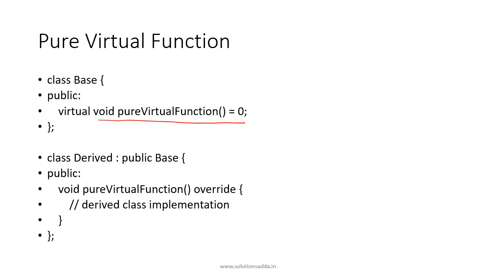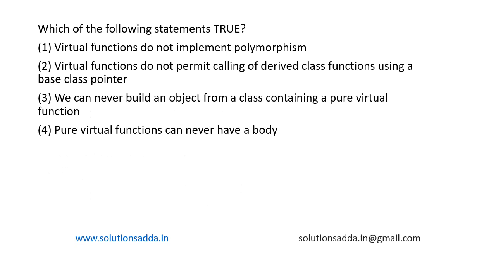Now let's see the options that are given. Virtual functions do not implement polymorphism. Virtual functions indeed implement polymorphism. Polymorphism allows a base class pointer to invoke methods of the derived class during runtime, thus facilitating dynamic binding. This statement is false. Virtual functions do not permit calling of a derived class function using a base class pointer. Virtual functions do permit calling a derived class function using a base class pointer. This feature is one of the key aspects of polymorphism. So this statement is also false.